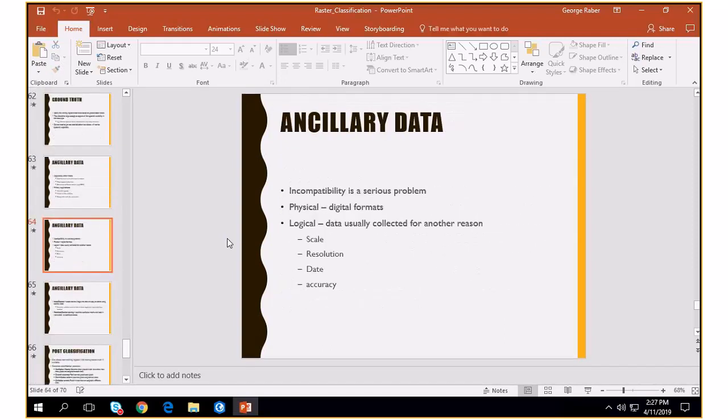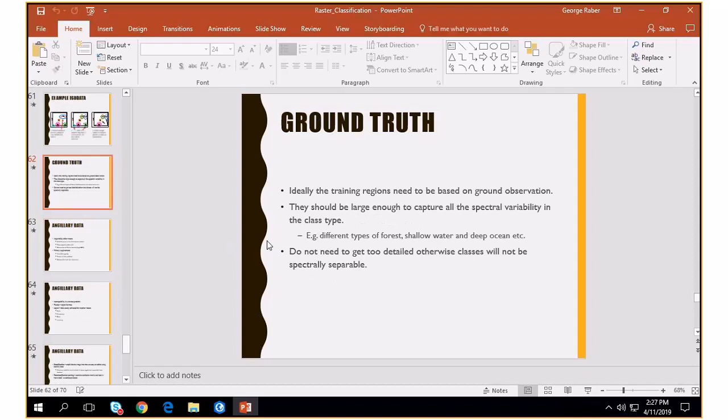Okay, let's talk a little bit about ground truth. So, ideally, like I said, you go out into the field and find it. This is particularly true if you've never been there, or if it's hard to observe. The classes that you're trying to come up with are hard to observe in the imagery. Okay. All right.